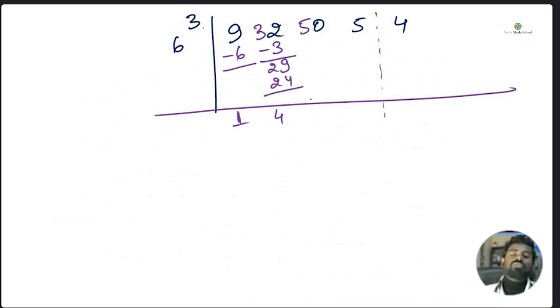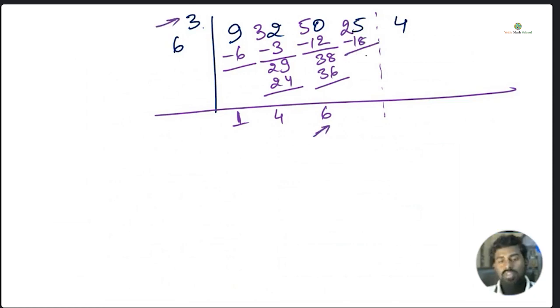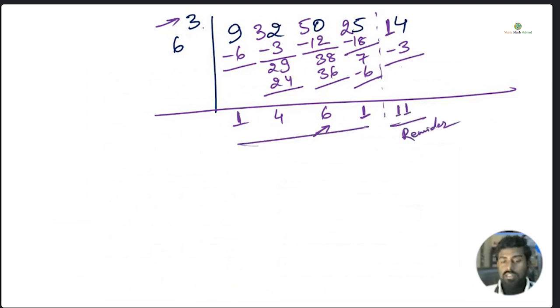5. Now what are you going to subtract? 50 minus 12. 4 into 3. 38. Next, how many times are you going to divide this 38? 6 times. What is the remainder? 2. Now what are you going to subtract? 6 into 3. What is the number? 7. How many times? 1 time. What is the remainder? 1. Now what are you going to subtract? 3. Either you can write down 11 here, because this is the last step. So this is the remainder and this is the quotient.